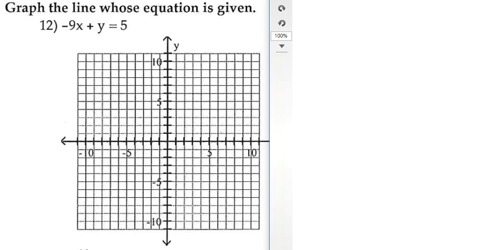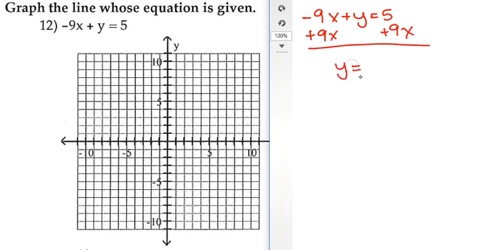So let's take the negative 9x plus y equals 5 and solve for y. So all we're going to do is add the 9x to both sides, giving us y is equal to 5 plus 9x. And then we're going to switch around the 5 and the 9x, giving us y is equal to 9x plus 5.